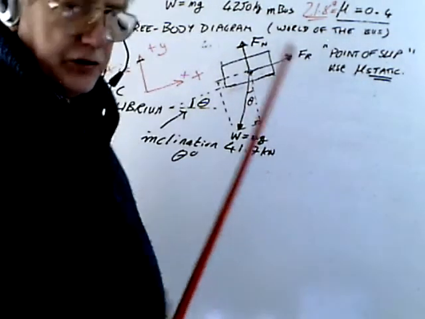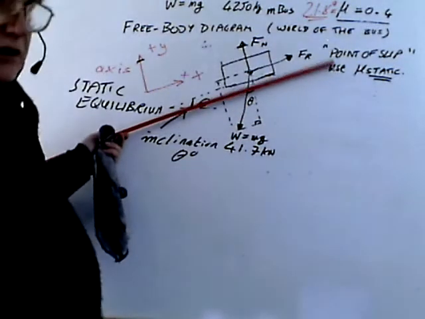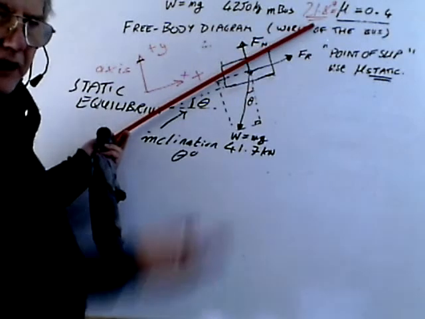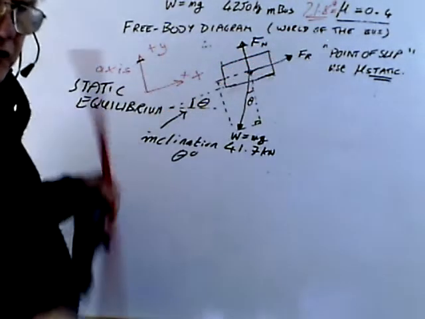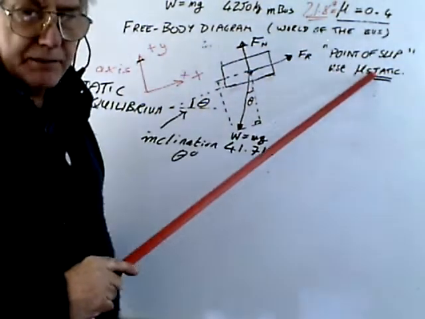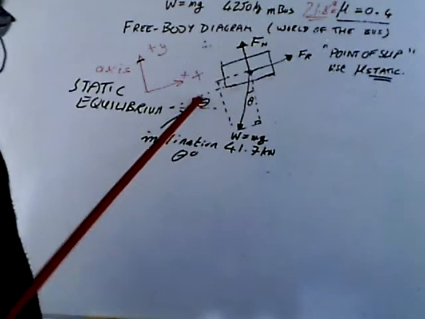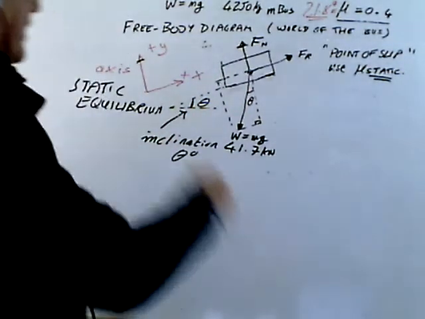And what we're going to actually work out is, given this situation, what's the maximum angle of inclination we can have before the bus does actually slip. And that's called the point of slip. The point of slip is the maximum angle that the slope can have. And that's the question. That's what we have to work out.